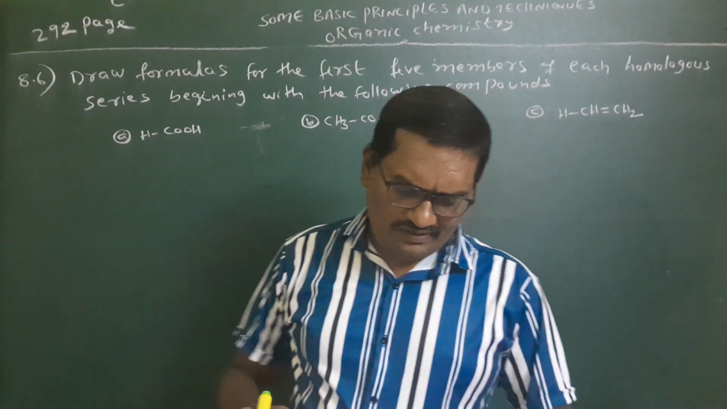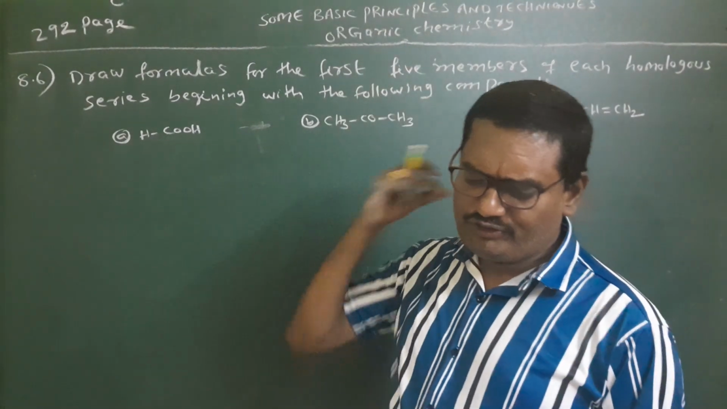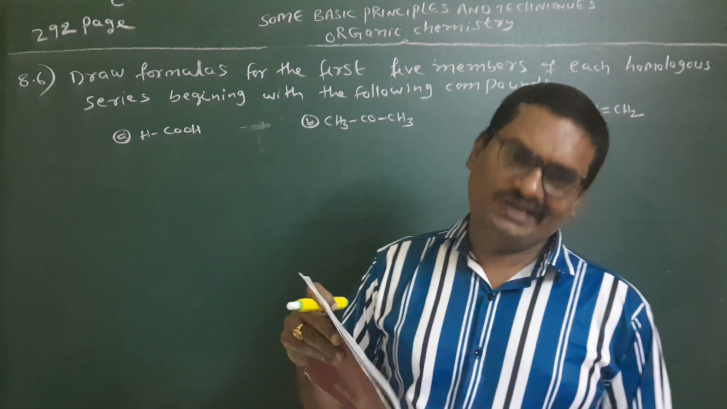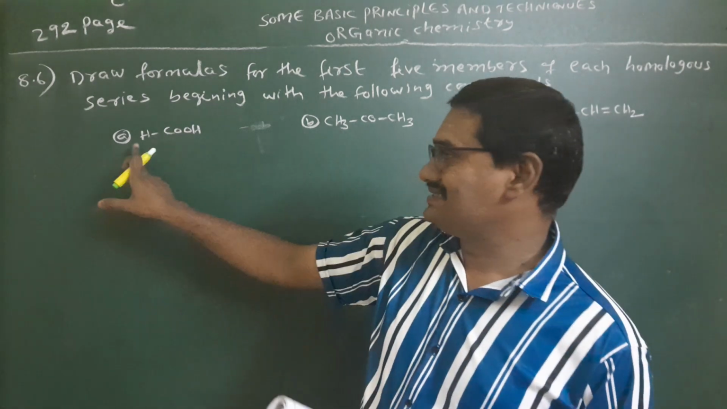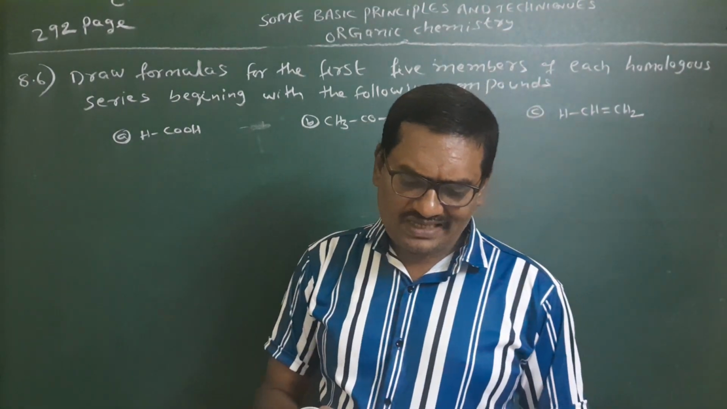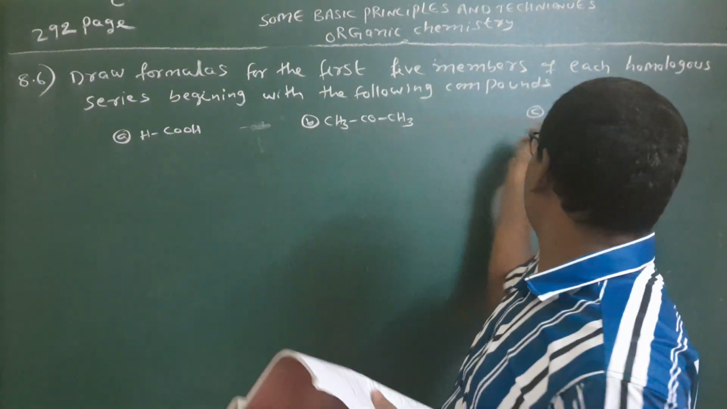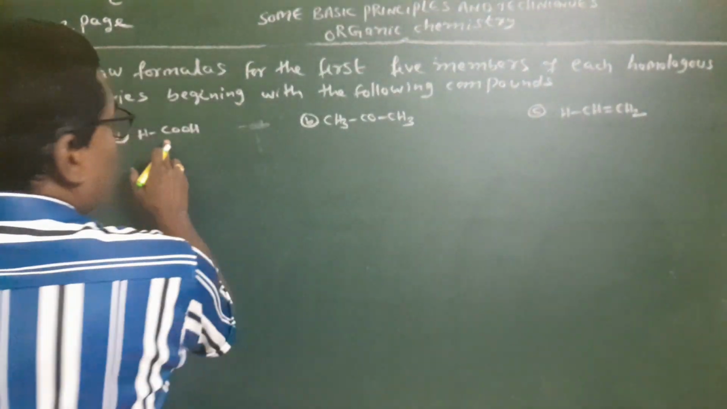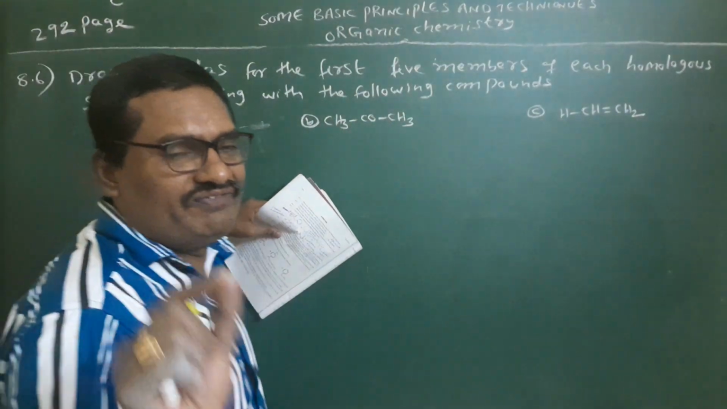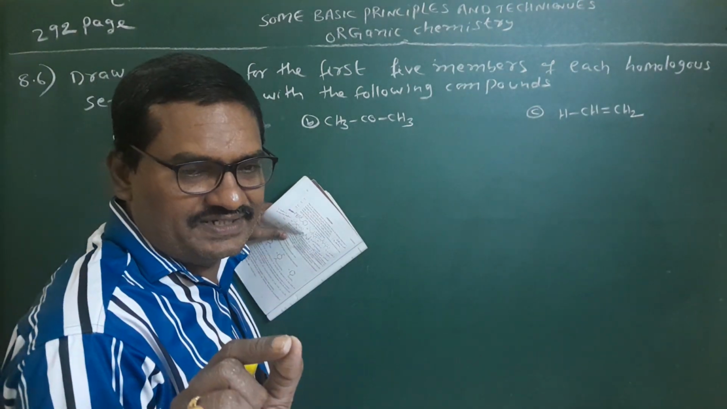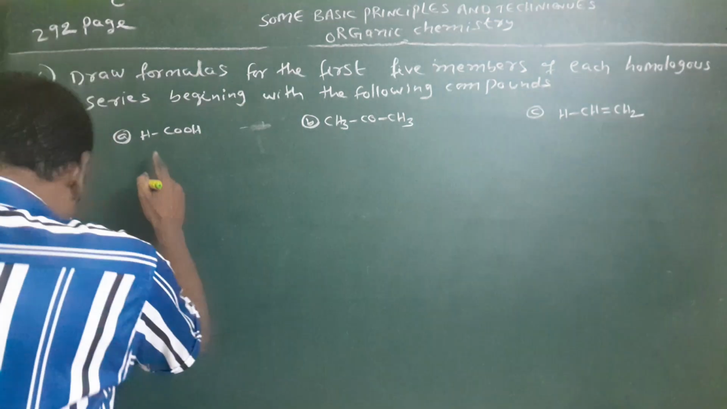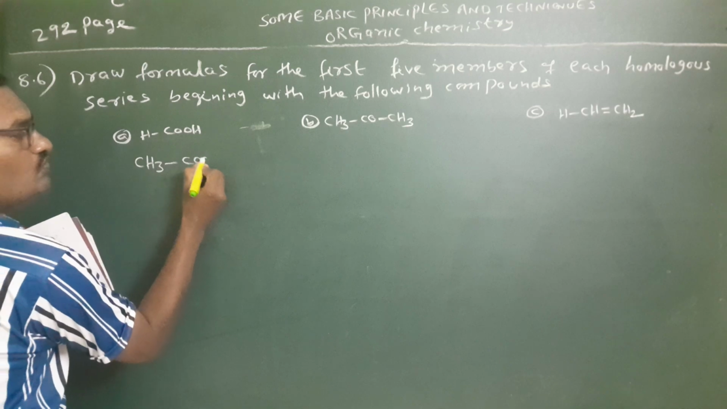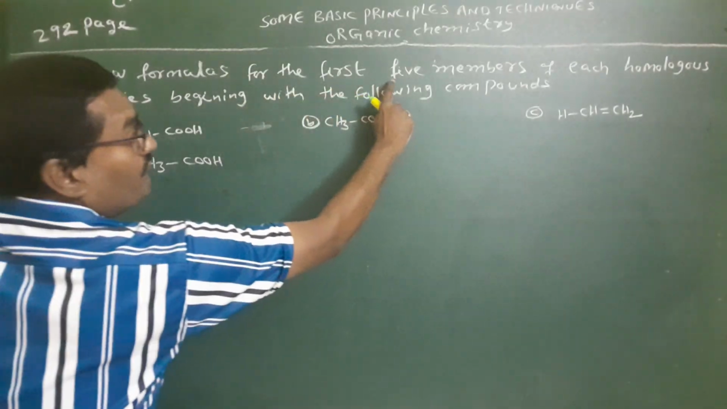6. Draw formulas for the first 5 members of each homologous series beginning with the following compounds. A. Formic acid, HCOOH. B. Acetone, CH3COCH3. C. Ethylene, CH2=CH2. So for formic acid, homologous series means differing by CH2. By adding CH2, we can get CH3COOH.